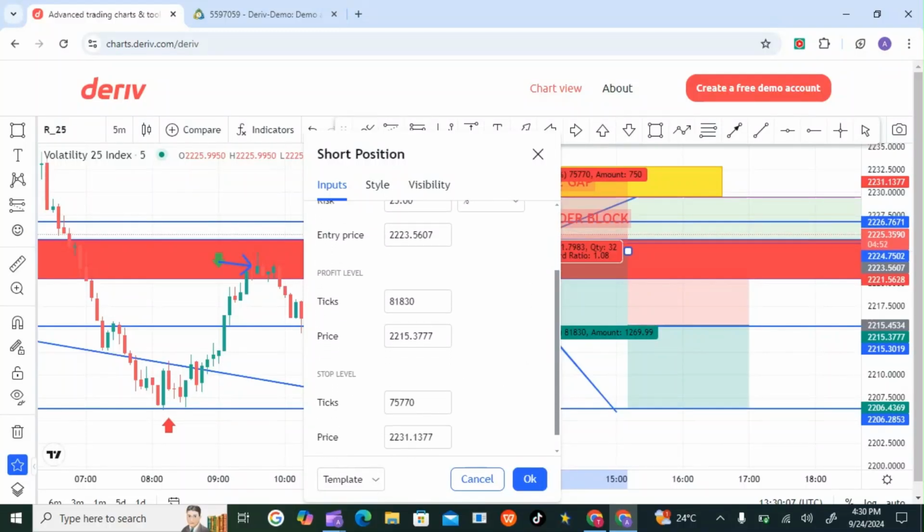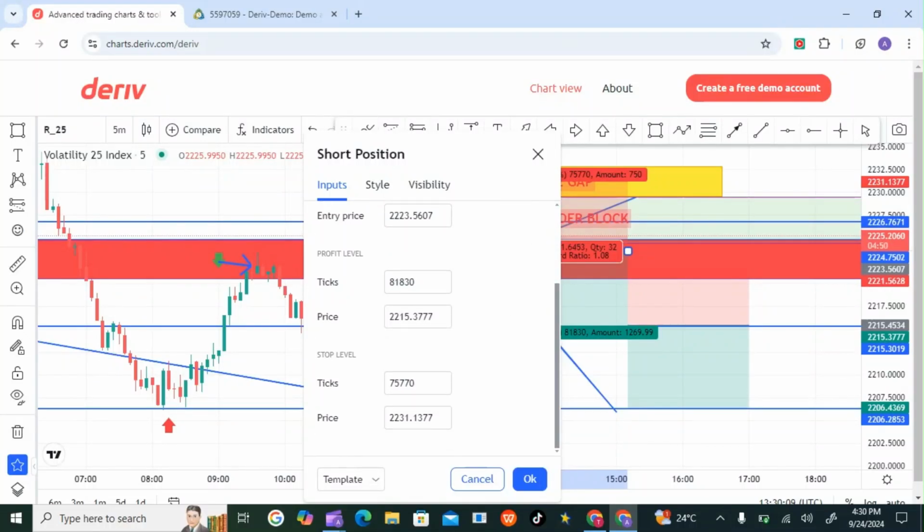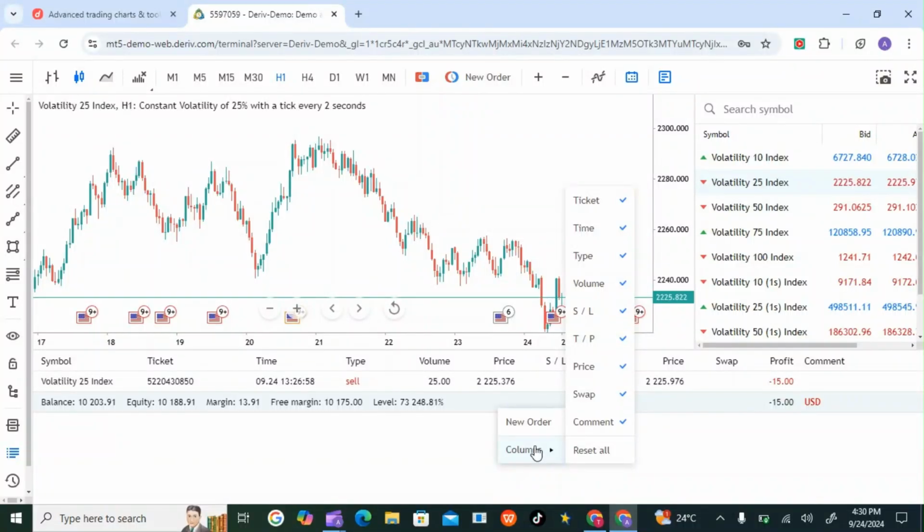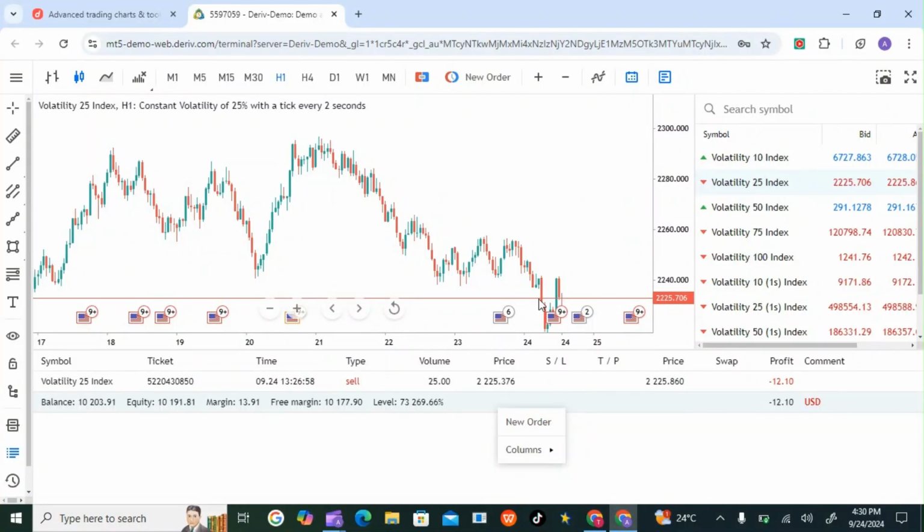So my entry is at 23. What is my stop level? It is at 22.31. So you can come and modify this. See, you can come and modify this stop loss. Let me modify this.